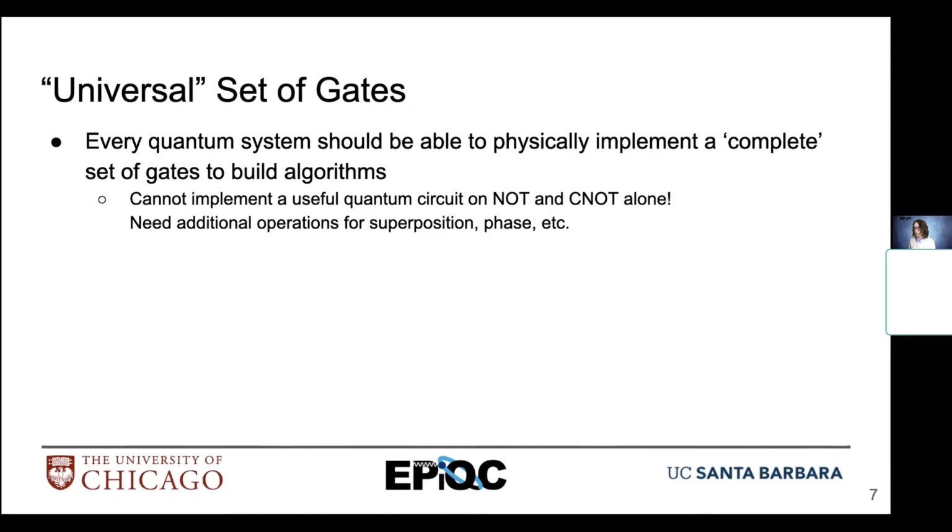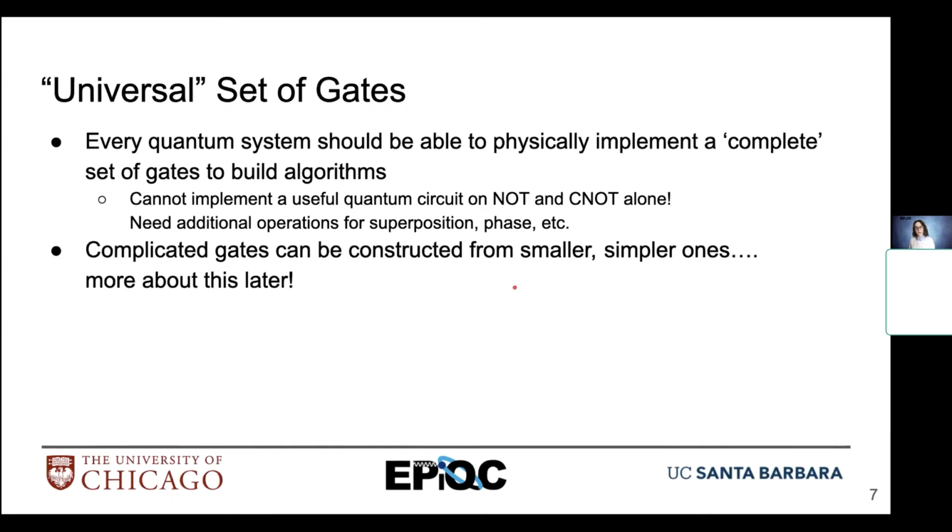Well, we can't implement useful circuits on just NOT and CNOT alone. Why is that? With just NOT and CNOT, as we've already seen in class, we can do some cool stuff, but we are not able to generate entanglement. We're not able to generate superposition. So you need those additional operations that give quantum computing its power. And that power comes from superposition, interactions of phases, and entanglement. So we want to make sure that we have enough gates that make our computations robust. So very, very important.